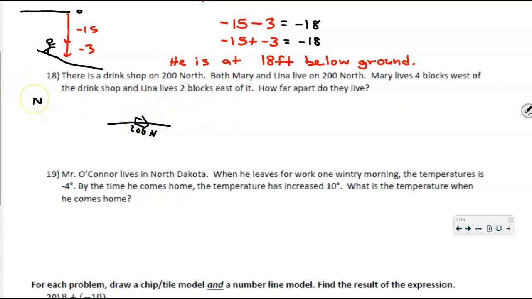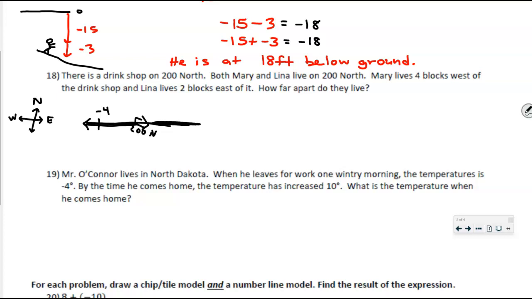I saw a lot of you guys drawing this on your paper. Had a little compass. If this is north, this is going to be east, and this is going to be west. So is west going to be a positive or negative direction? Probably negative. So if it's 4 blocks west, I can't just say 4, I'm going to say negative 4.